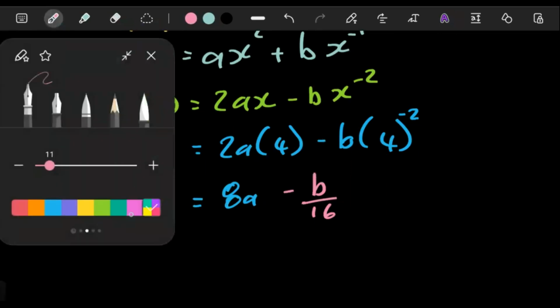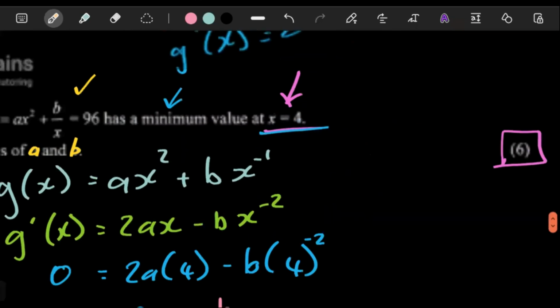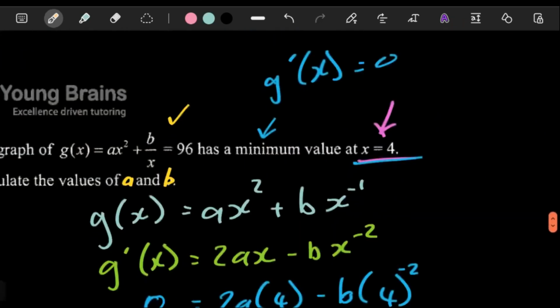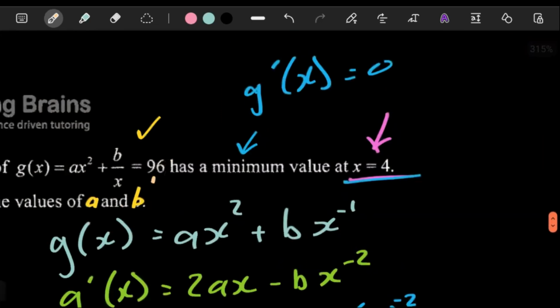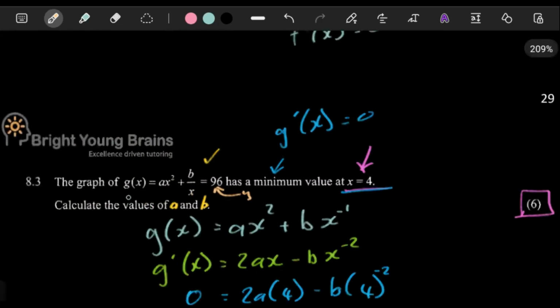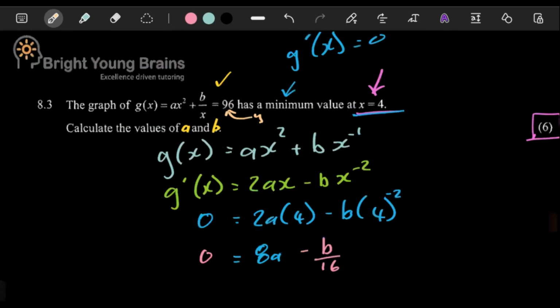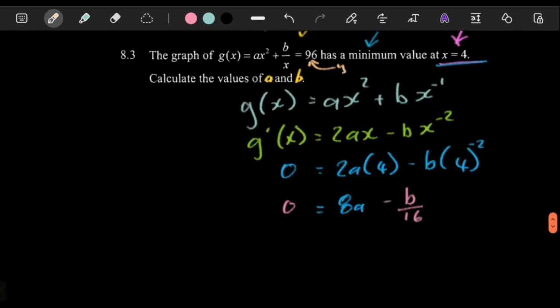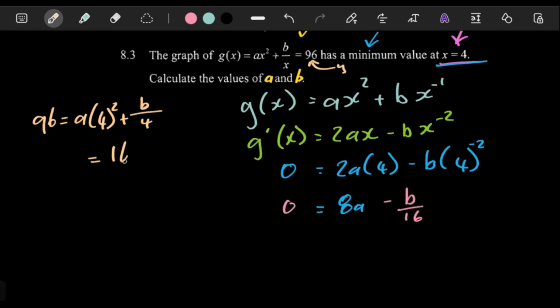Your other equation, you have to be careful, is the original one. The fortunate thing is this is your x value and this is your y value, because it has a minimum value at 96 where x is 4. So where y is, you put 96. Where x is, you put 4. So here you're going to put 96, and then a, x is 4, b is 4, and then, for now, 4 squared is 16 plus b over 4. This is equal to 96.